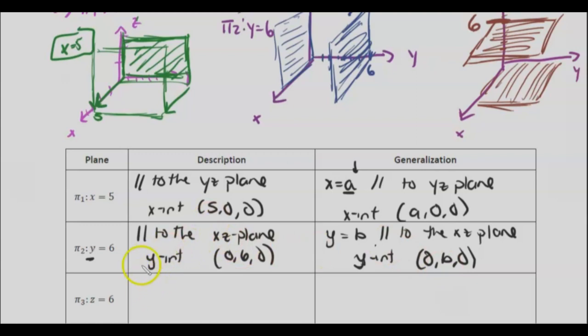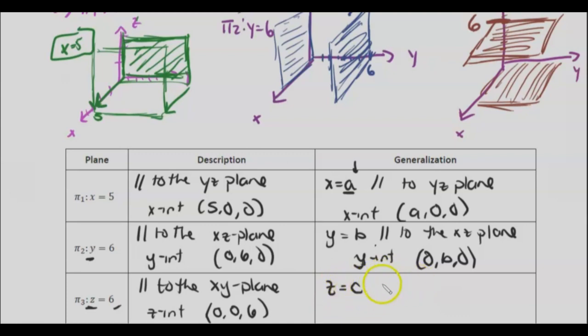Okay, and the last one, since we have a z, this is going to be parallel to the other two letters, right? xy plane. And now the z-intercept, this time it's going to be 6, so 0, 0, 6. But if we're going to generalize it, then we're going to have z equals some number c, and it's going to be parallel to the xy plane. And then the z-intercept is going to be 0, 0, c.